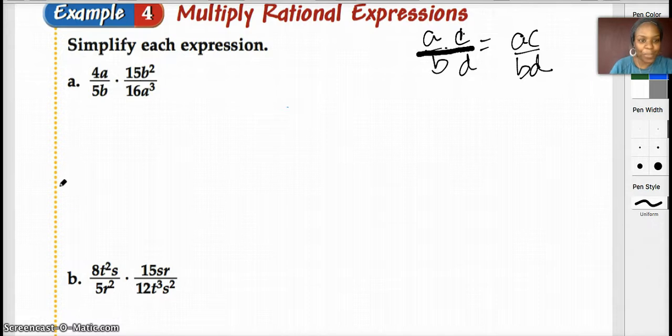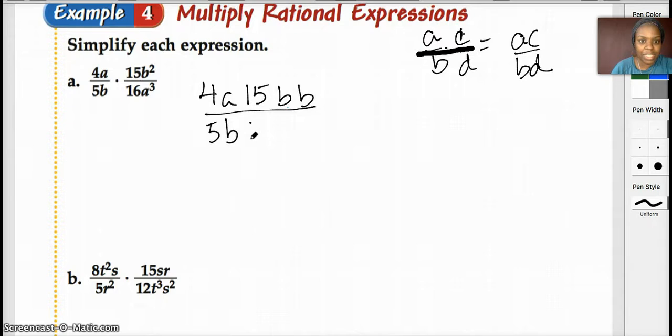So if I'm looking at this problem, I see I have a 4 and a 15, a b and another b. I would probably not write this out, but I want to do it so it's clear. And then here in the denominator, it's a 5 times a b times a 16 times an a, another a, and another a. So what I'm doing is representing a very factored out form, at least of the variables. I could have changed this to 2 times 2 and this 3 times 5, but I'm going to save that because I think you can do this without me doing all of that.